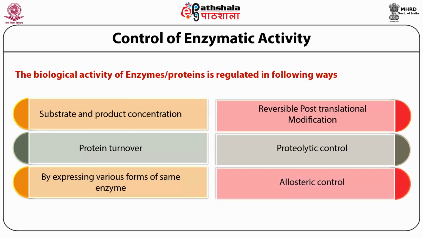Then there is allosteric control, in which some substrate molecule can regulate the binding or inhibition of some enzyme molecules. So these are the different ways in which enzymes or proteins can regulate their biochemical reactions.